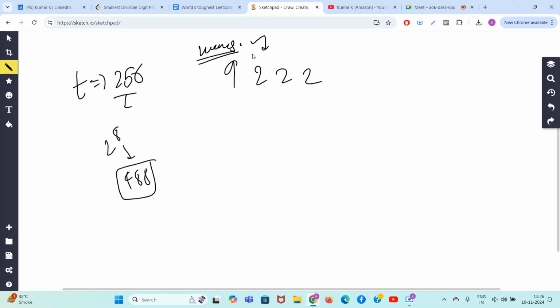what can you do? Try to first make the first index matching. So in my final answer, if the first index matches, it's great news. So let's say the 9 matches. Great news.